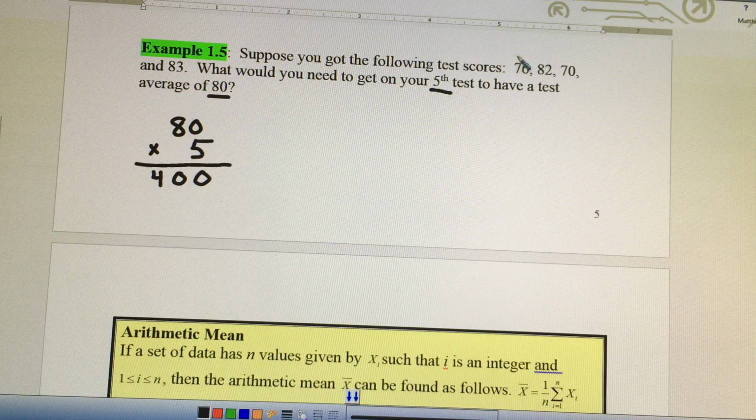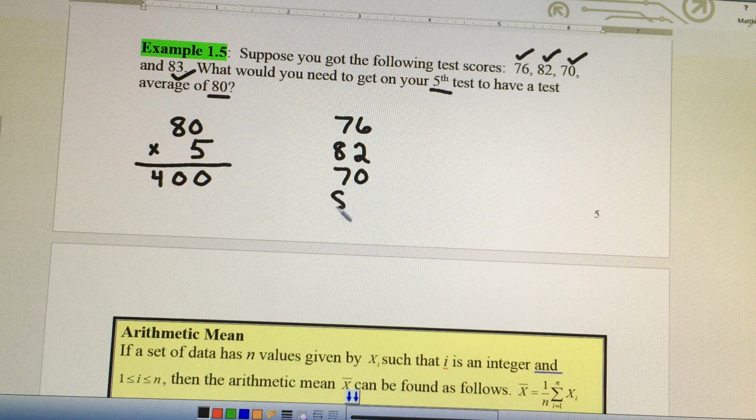But right now I've only taken 4 tests, and I've gotten a 76, an 82, a 70, and an 83. So let's go ahead and add up how many test points I have currently. Grab your graphing calculator again, and I want you to add up 76 plus 82 plus 70 plus 83.